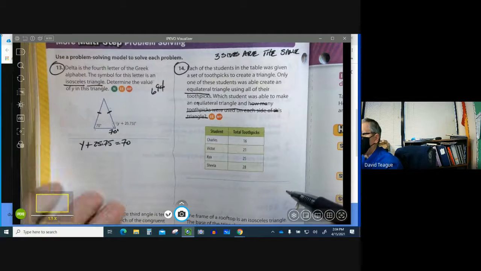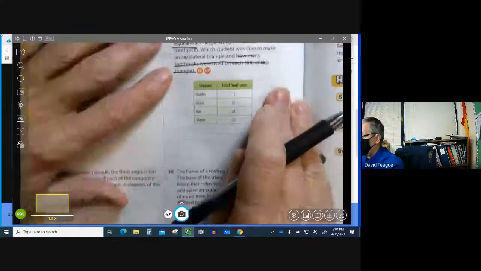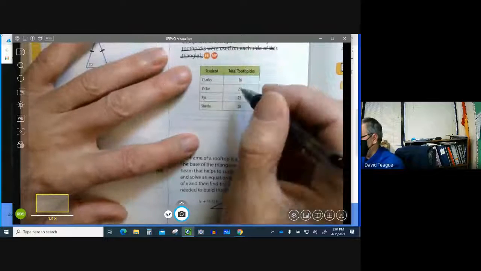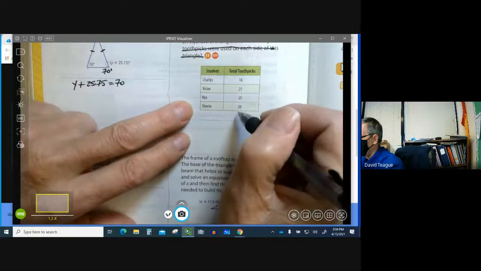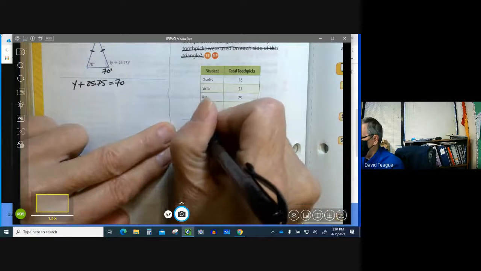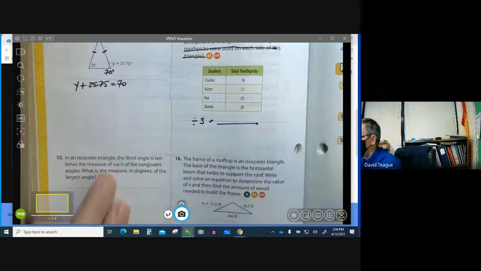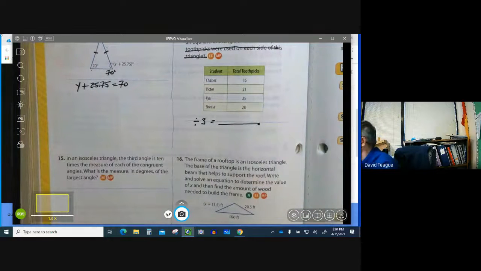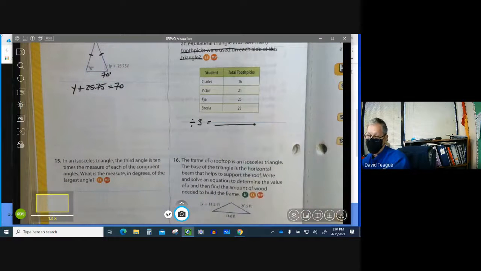How many sides does a triangle have, Jacob? It has 3. Very good. So you're going to have to look at these toothpicks that each one of these people had, and you're going to have to divide it by 3. And that will tell you whether they can make a triangle or not, right? Because equilateral means the same number on all 3 sides. Okay, so that is your quiz.